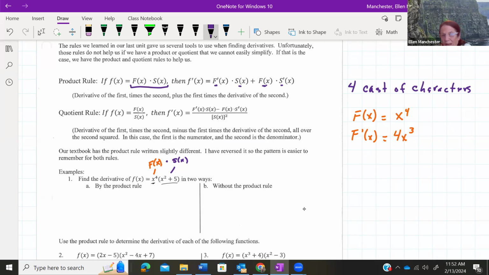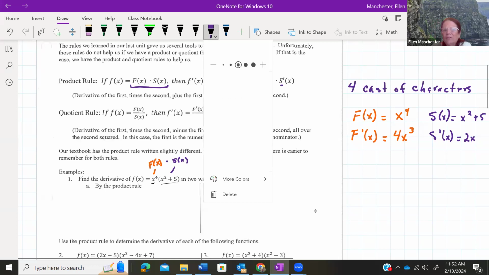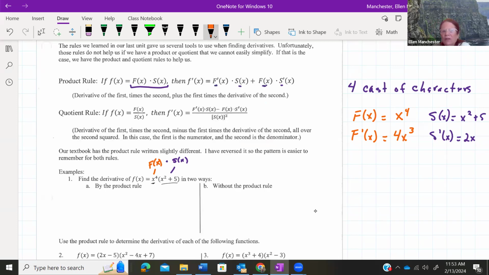Okay, and you read it left to right. That's how you know which one's first, which one's second. Okay, the second function is x squared plus 5. And then my derivative is just 2x. The 5 goes to 0. So I have my forecasted characters. Once I get those, then it's just a matter of writing them and putting them into this setting, right? This pattern. So everything's about a pattern in math.